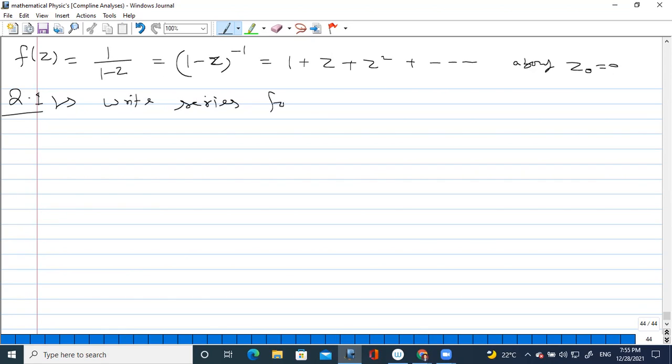Write series for f(z) equals sin z about the point z0 equal to pi by 4. Okay, here the point is not 0, it is about z equals pi by 4. So the direct sin z series we cannot use.